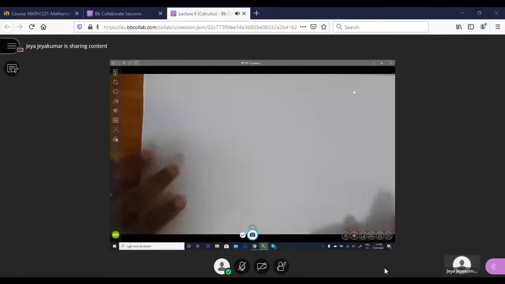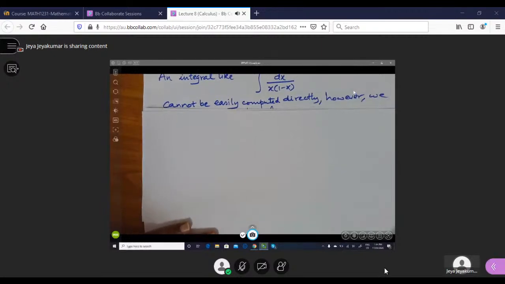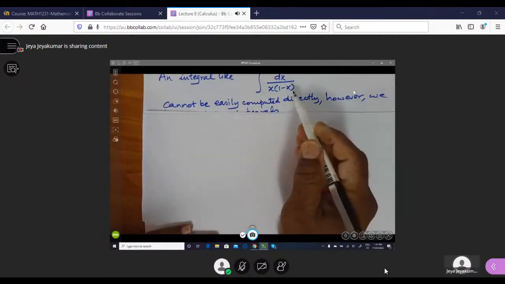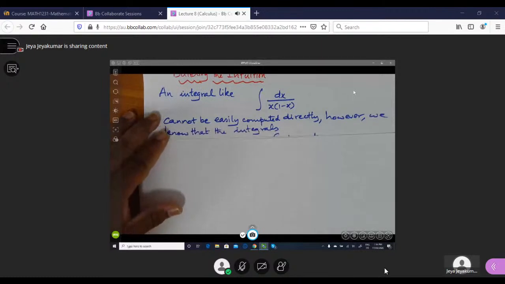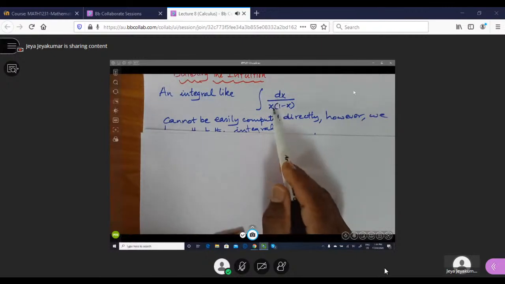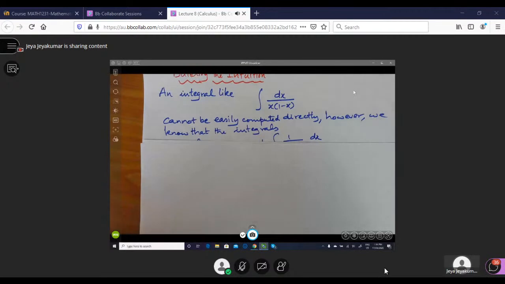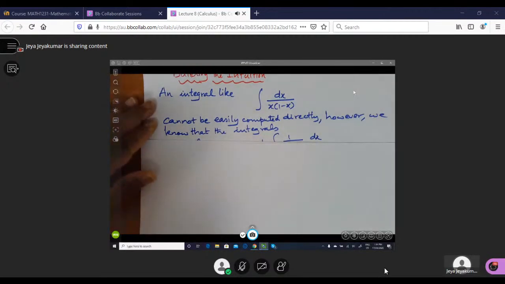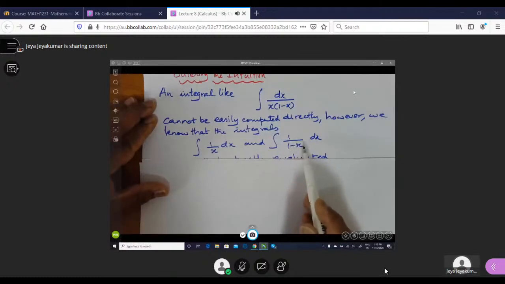Have a look at the simple example here. An integral like 1 over x times 1 minus x, you cannot straight away write down the answer there using the table of integrals. On the other hand, if you look at the simple fractions like 1 over x dx, we know what the integral is, and 1 over 1 minus x also we know what the integral is. We can use the table of integrals as well.